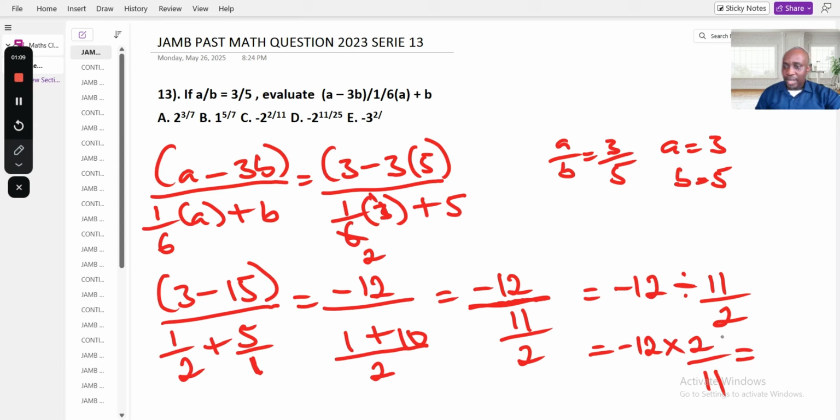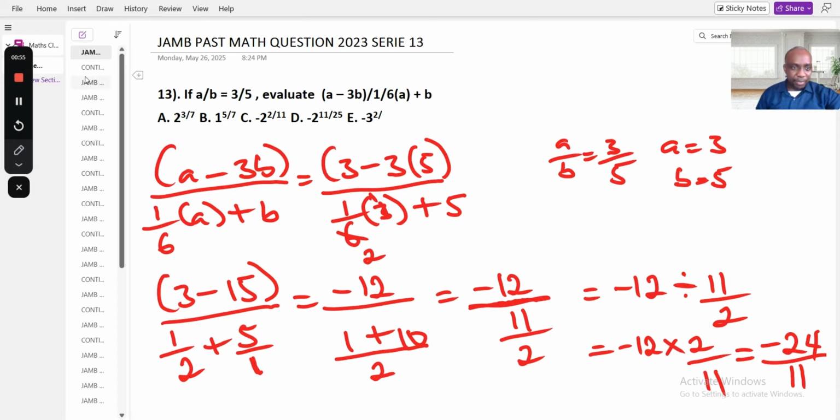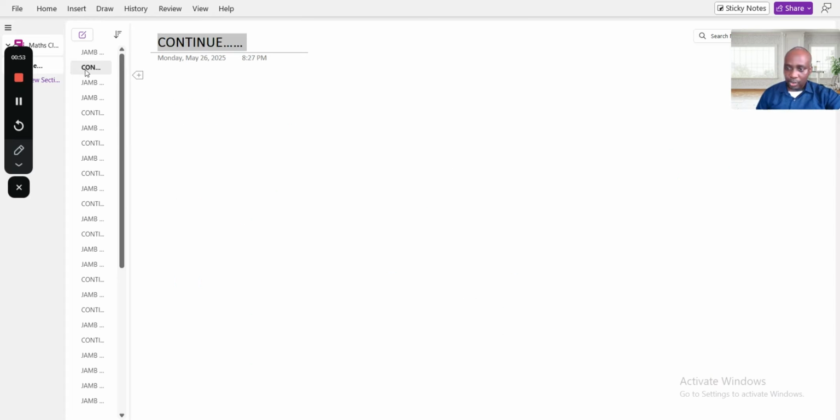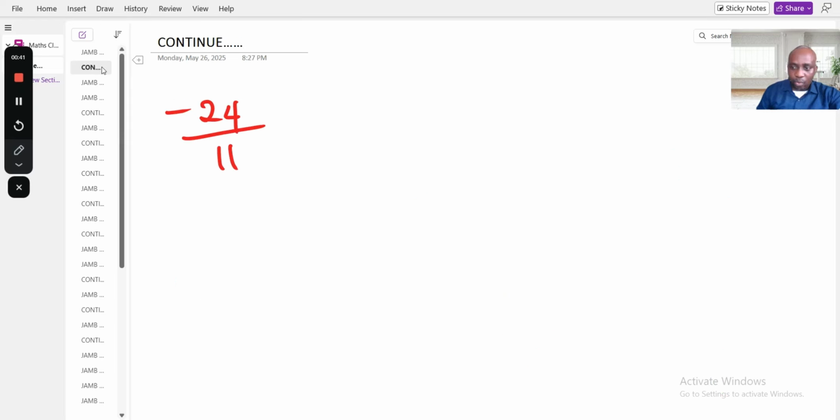12 times 2 is going to give us what? Minus 24, because minus is behind 12. Minus 24 over 11. I don't want to clean this space up. Let me go to the next page so that we continue from there. Minus 24 over 11, isn't it? Yes, minus 24 over 11.